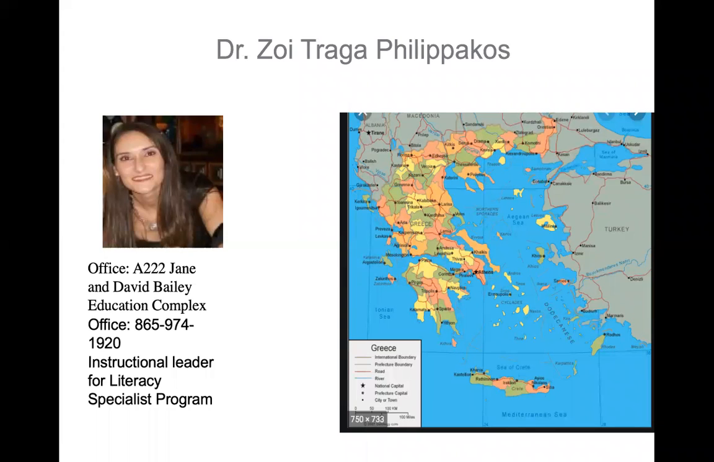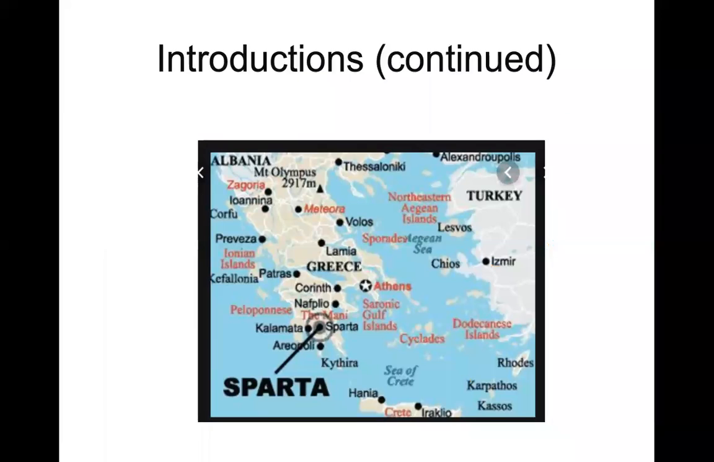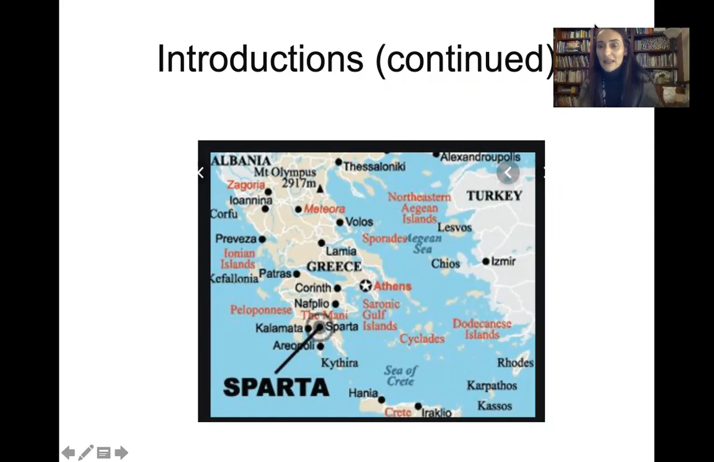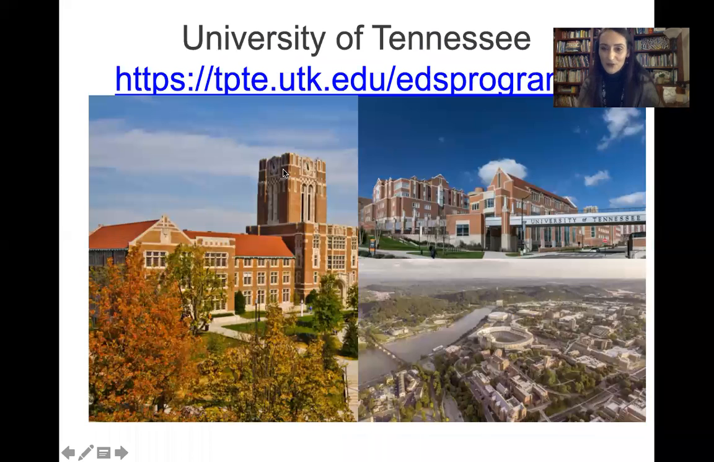My name is Zoi Traga-Philippakos, and I'm originally from Greece, from a part of Greece called Sparta. I'm from Sparta, Greece. As I jokingly say often, I am from the land of the 300. However, for the past 2 years, my home is the University of Tennessee in Knoxville, Tennessee. And I work in the Department of Theory and Practice in Teacher Education.